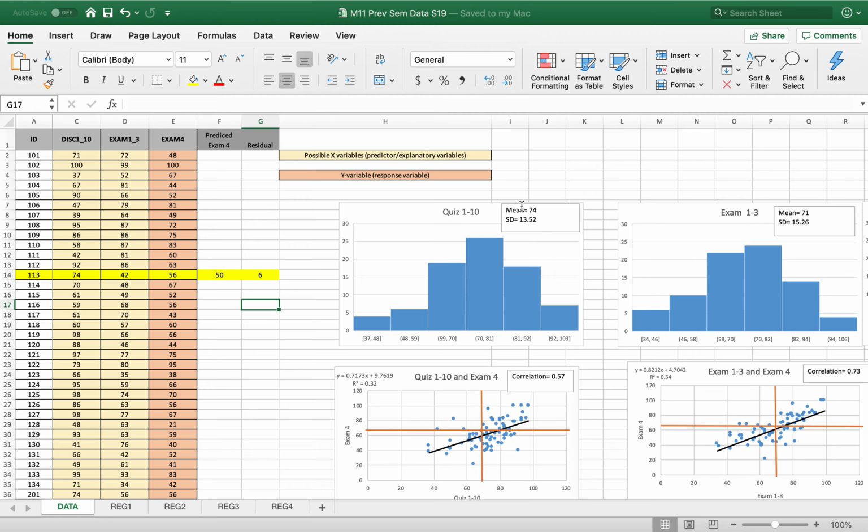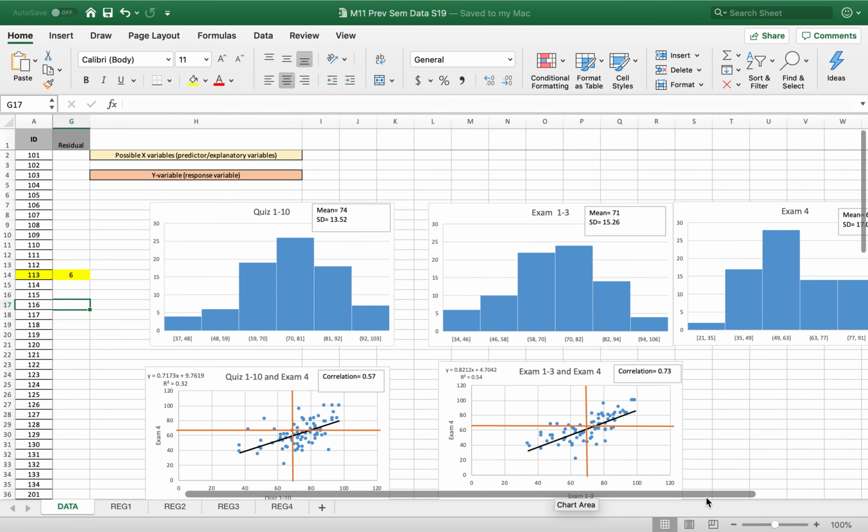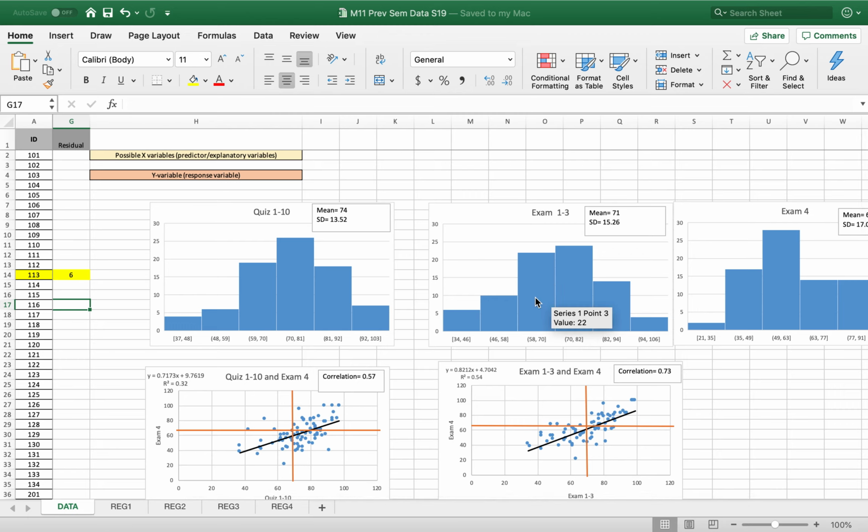So the first thing I will go through are the three histograms that I created. The first one includes the results from quiz 1 through 10. The mean was 74 for the quiz, and the standard deviation was 13.52. As you can see, the shape is a pretty bell-shaped curve, I would say. It has a tiny bit of skewness to the left, but nothing major.